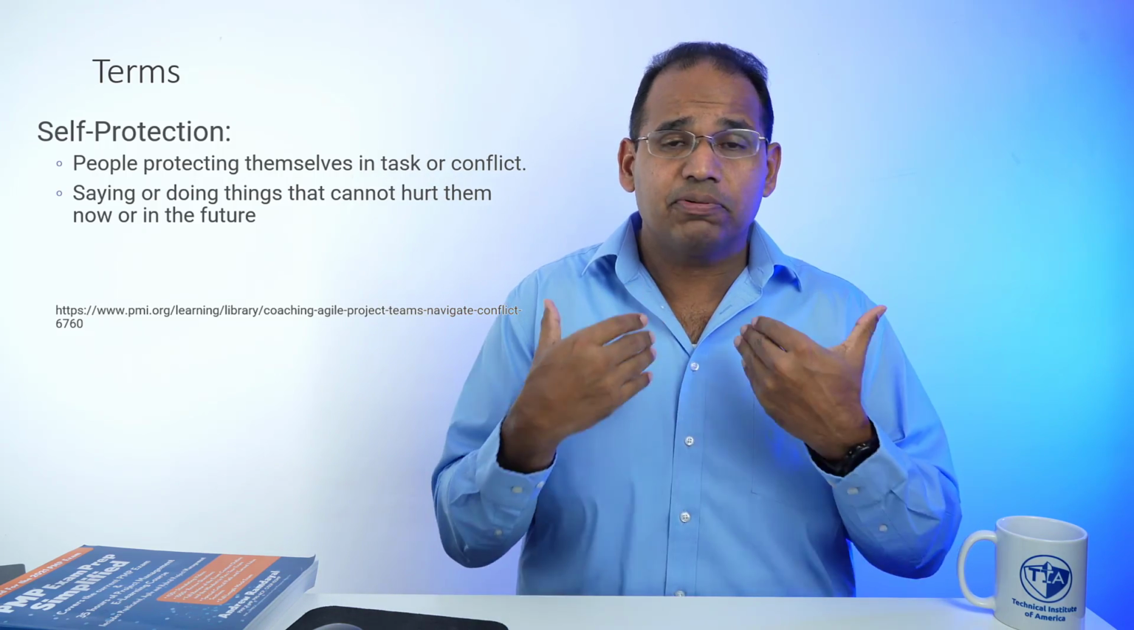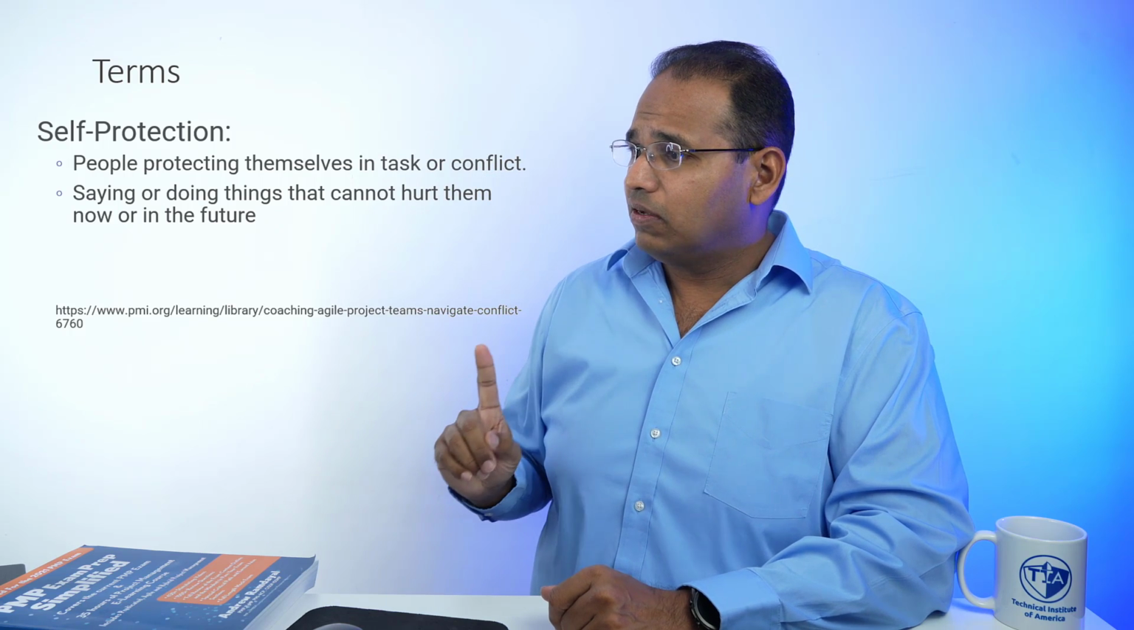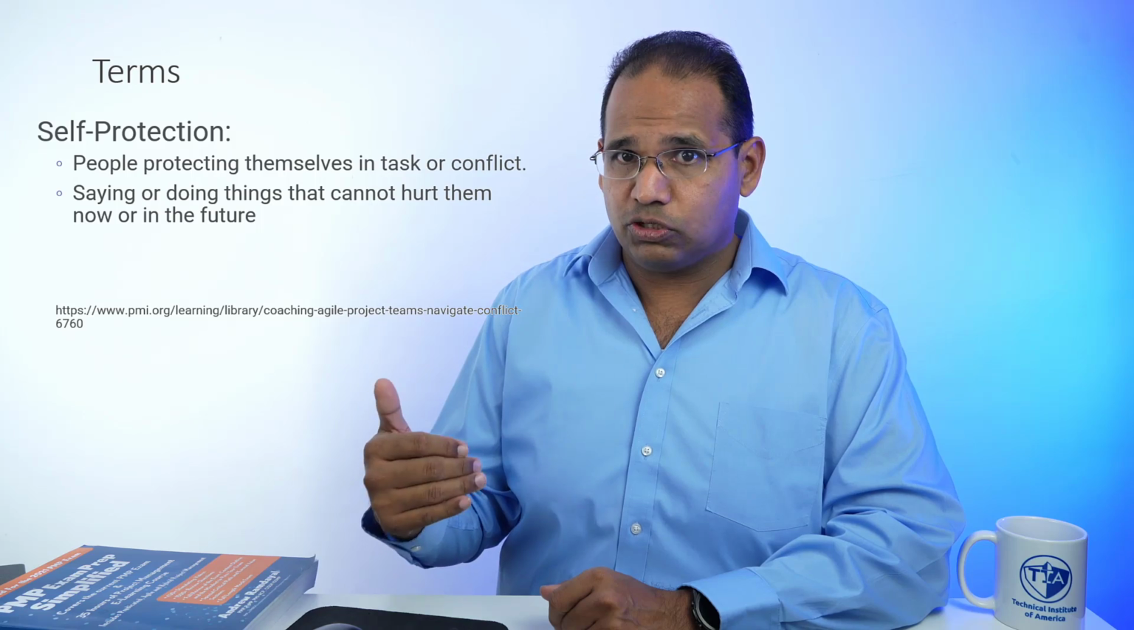Self-protection. Now, this is pretty much self-explanatory. People protecting themselves, doing things that will not harm them now or in the future. So protecting themselves in a task or a conflict. Now, this does come from conflict management. There's a link here or in the description that you can see. Basically, saying or doing things that cannot hurt them now or in the future is what this is going to be.